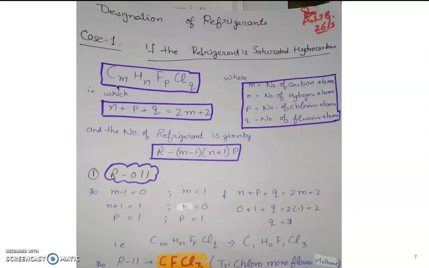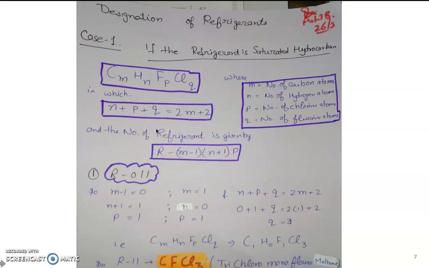CmHnFpClq, where m signifies the number of carbon atoms, n stands for number of hydrogen atoms, p stands for number of fluorine atoms, and q stands for number of chlorine atoms. Another formula we need to remember is n plus p plus q is equal to 2m plus 2. Now we will use these relations to find the nomenclature of the refrigerant.